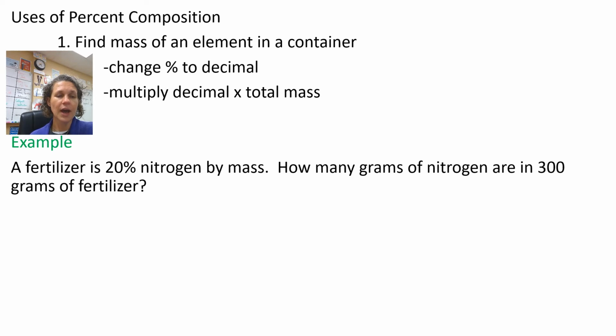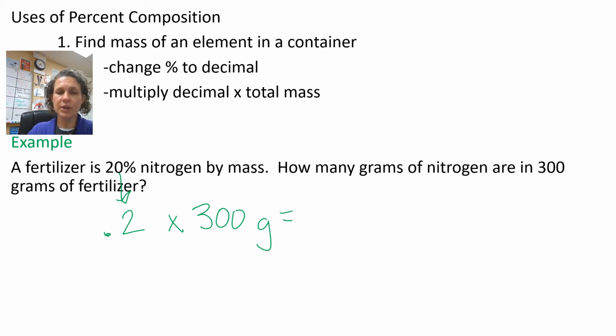So a fertilizer is 20% nitrogen by mass. How many grams of nitrogen are in 300 grams of fertilizer? So we have 20%. When I change that to a decimal, it becomes 0.2. Okay, so that's 20% changed to a decimal. And then I multiply it by 300 grams because that's my total. So when you multiply that, you will get 60 grams of nitrogen.